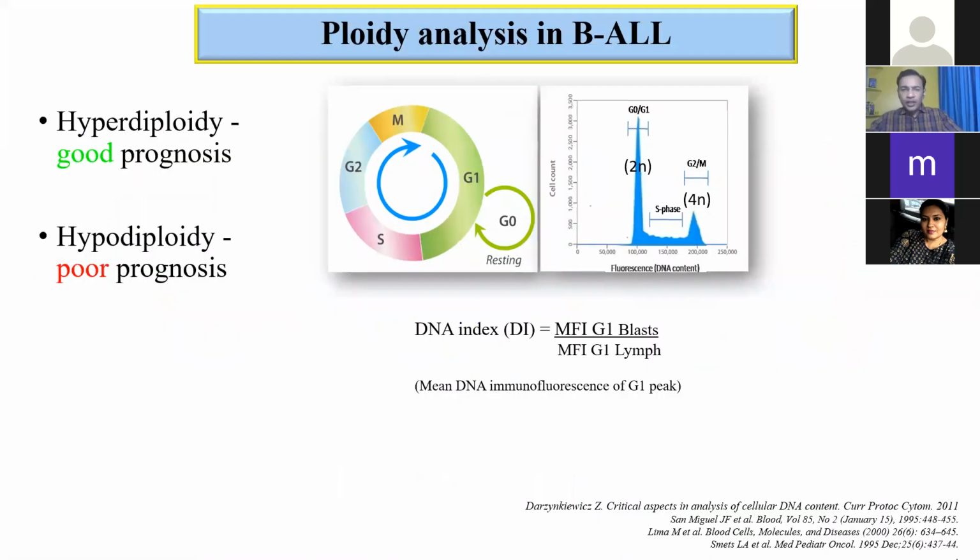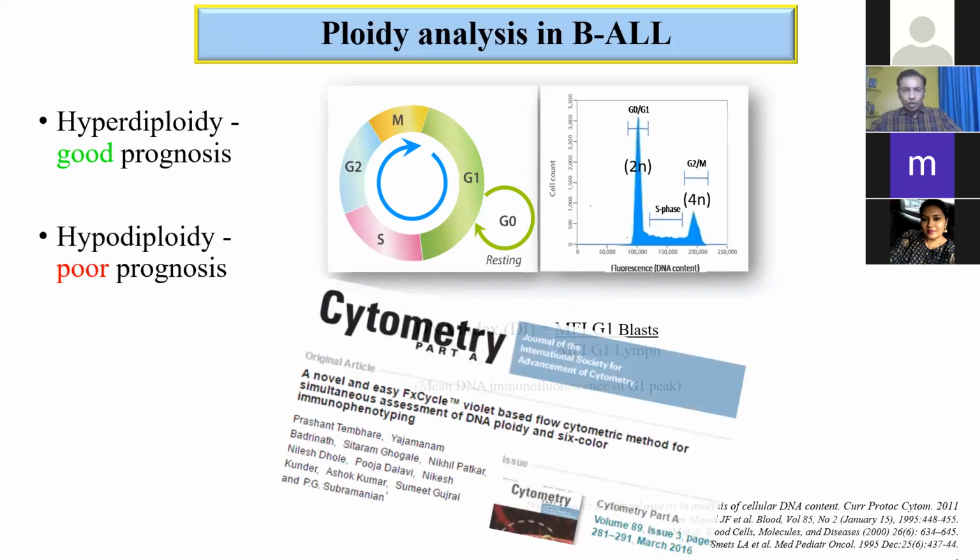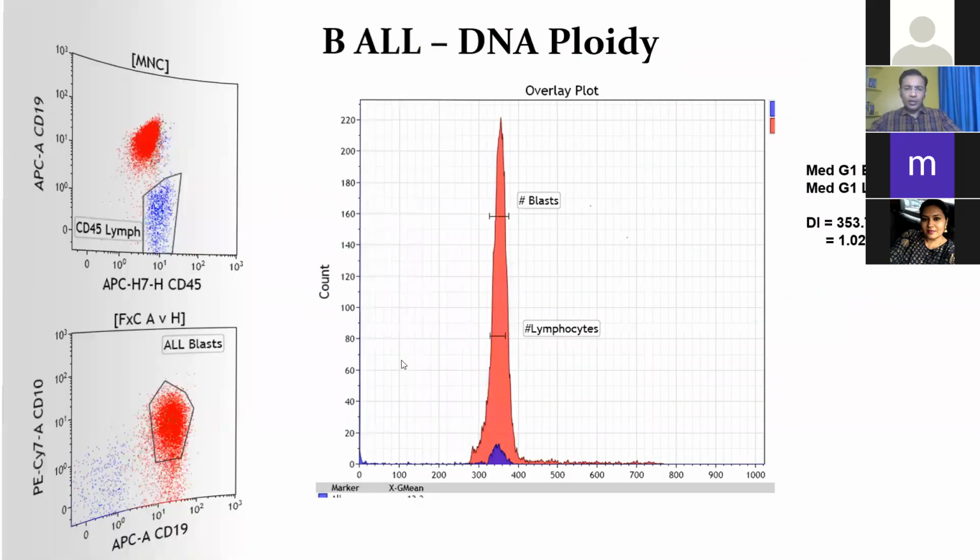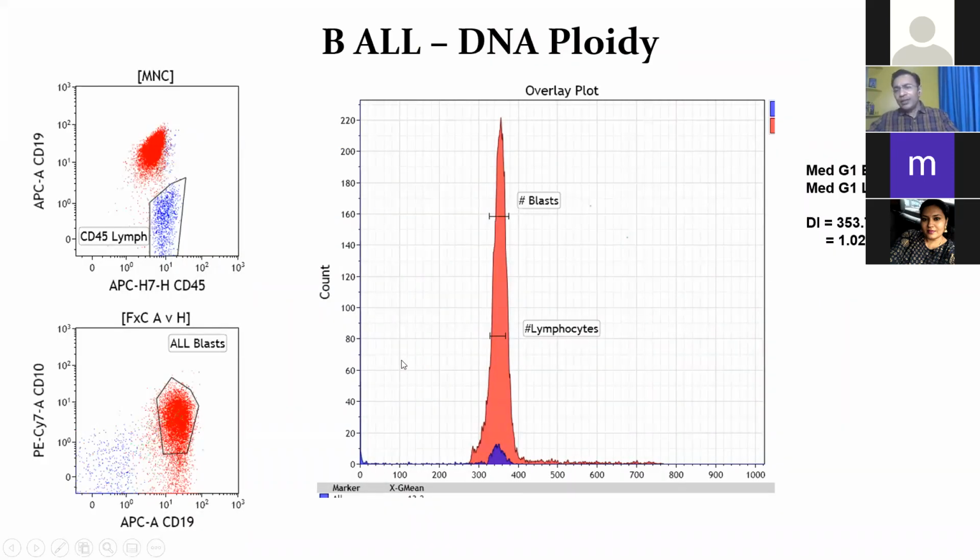We also do the DNA ploidy. I'll just show you an example of DNA ploidy. Here you can see what we do is calculate the DNA index. So we have a DNA dye called FxCycle Violet. Earlier we used to use another dye like PI, propidium iodide. It binds to the amount of DNA.